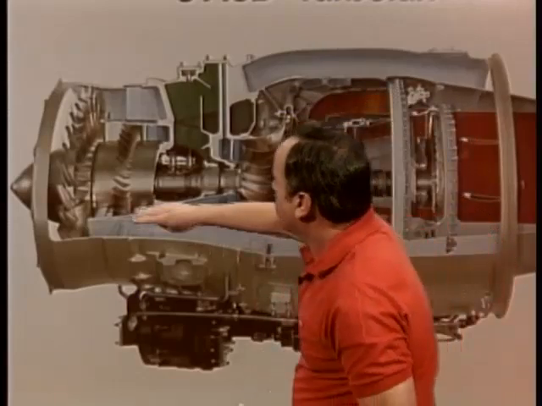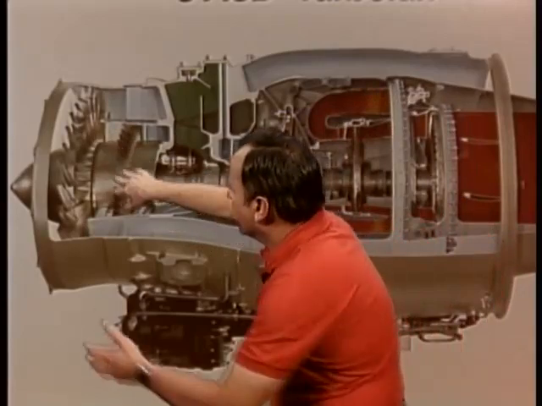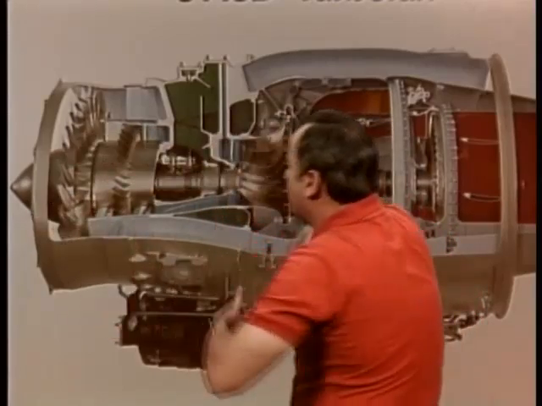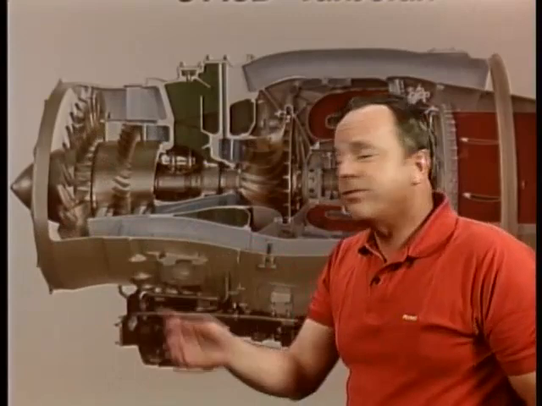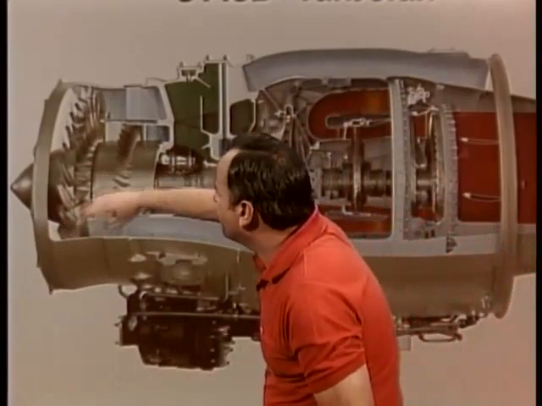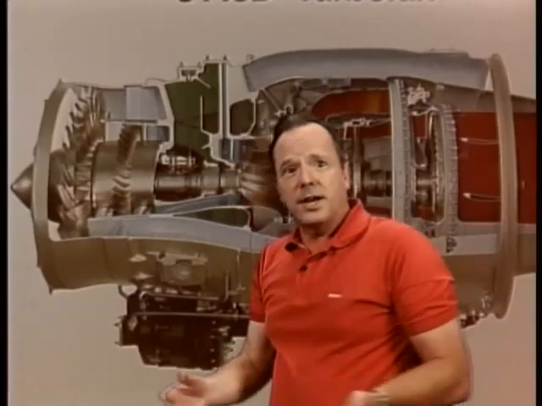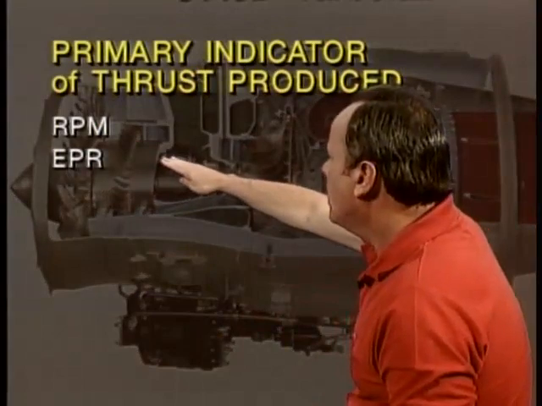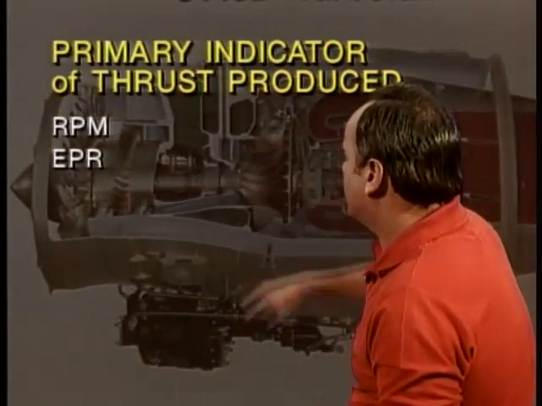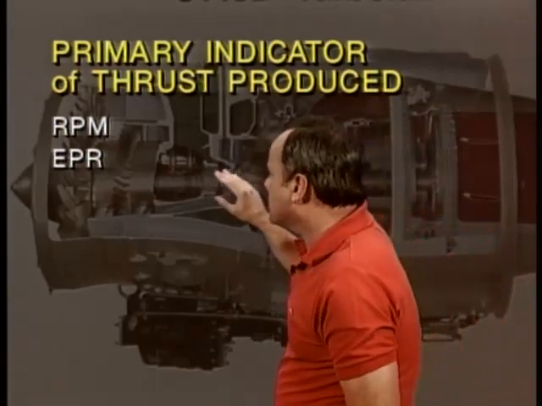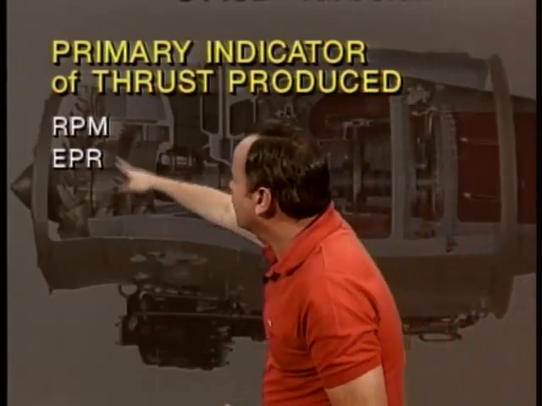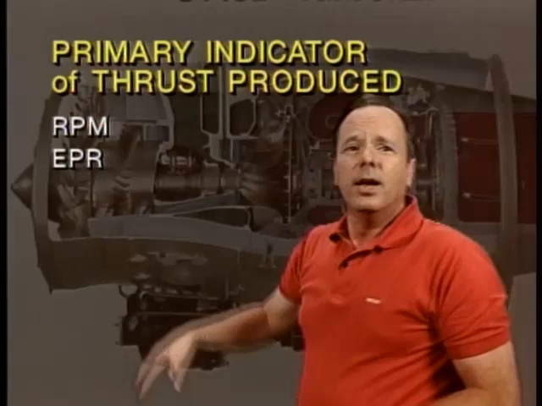The other way you could do it is you could measure how fast the fan is turning, because in most fan engines, the fan is putting out most of the power that the engine puts out. So if you know how fast the fan is going, the RPM of the fan, that will tell you how much power or thrust that engine's putting out. So some turbine-powered aircraft use RPM as the primary indicator of thrust produced. Others use EPR as the primary indicator of thrust produced. And basically it depends on whether or not the engine has a fan. Generally, if the engine has a fan, they will use RPM as the primary indication of thrust produced.